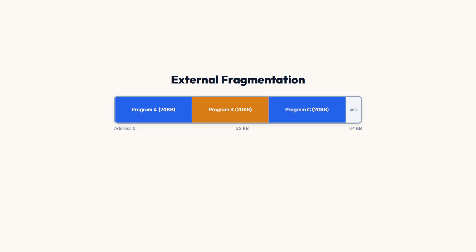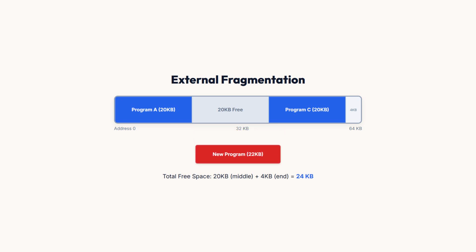But then you close Program B, the one sitting right in the middle. Suddenly, that middle 20 kilobytes opens up. It becomes a hole. If you calculate your total free space right now, you have a 20 kilobyte hole in the middle plus the 4 kilobyte chunk at the end. That is 24 kilobytes of total free memory. Now you try to load a 22 kilobyte program. On paper, 22 fits into 24, but the system rejects it. Why? Because your largest single gap is only 20 kilobytes wide.